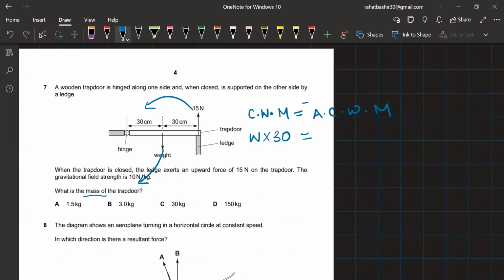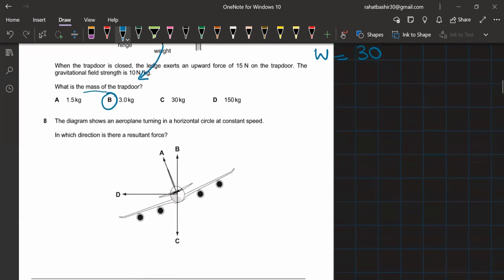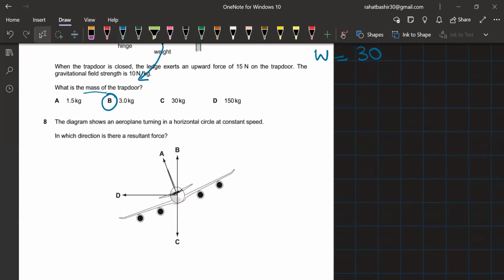So there is this 15 Newton and 60 centimeter. Weight comes out to be, just a second, 15 multiplied by 60 divided by 30, which is 30. So the mass is going to be 3 kgs because we are going to divide it by gravitational field strength, which is 10. Question number 8.